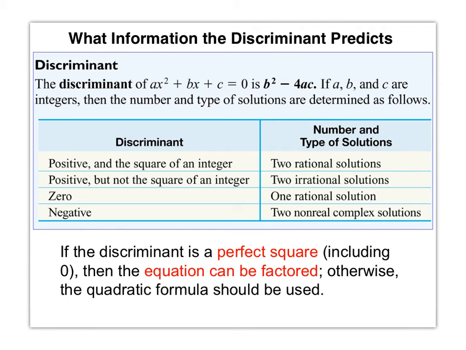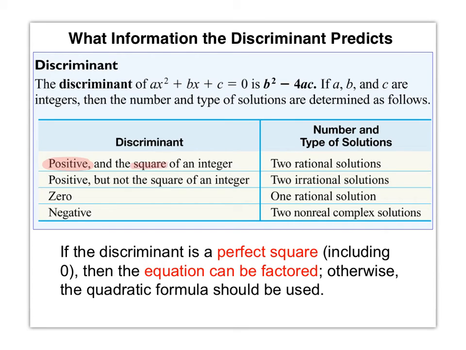What information does the discriminant predict? The discriminant of ax squared plus bx plus c equals 0, that's the quadratic equation in standard form, is b squared minus 4ac. If a, b, and c are integers, then the number and type of solutions are determined as follows. If the discriminant is positive, you can take the square root of a positive number.